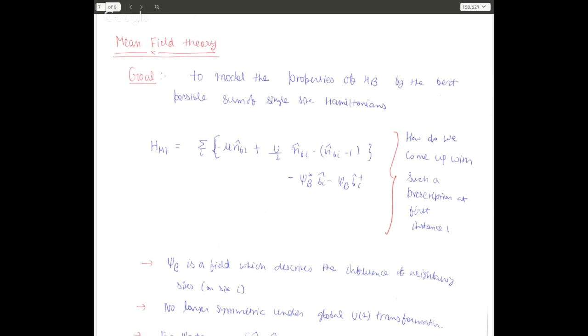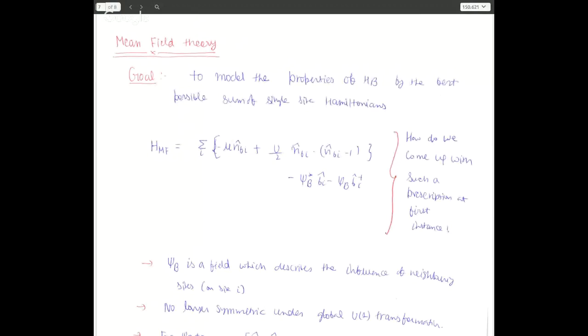Don't worry. Okay. So there are two different phases. In one phase, when the psi b term is 0, we find that we have U1 symmetry, so you have only terms containing bi dagger bi.